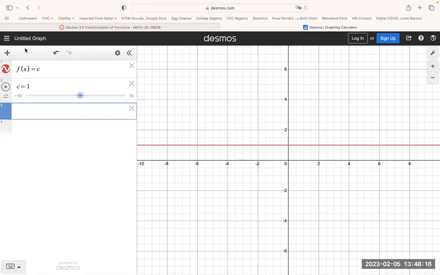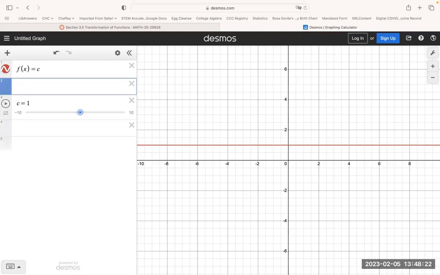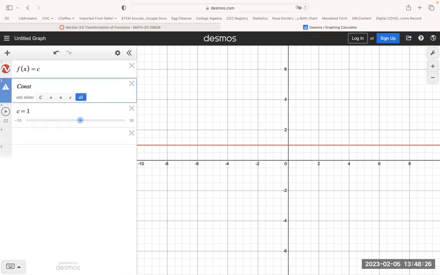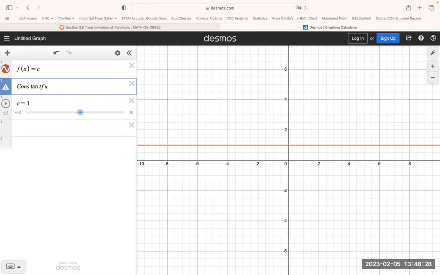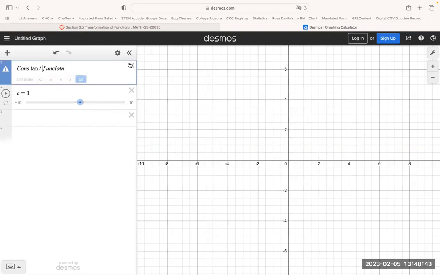The next one, again, this one's called our constant function. I'm not sure why it has it like this, but constant function. I think it's just trying to get the trig functions, but this is our constant function. Let's talk about our identity function next.